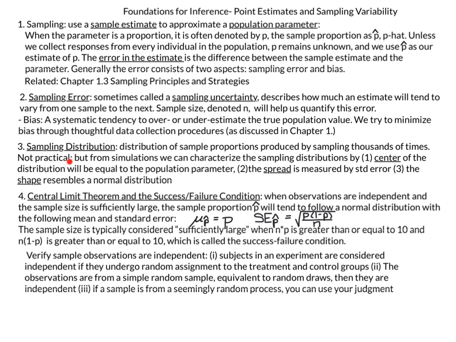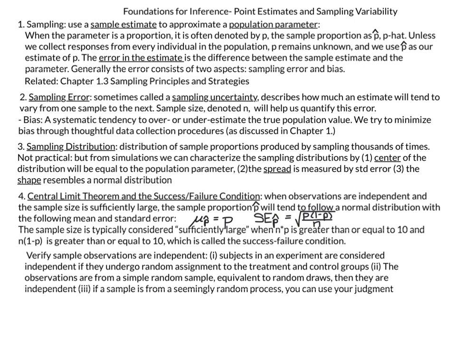And these results are summarized in the central limit theorem and the success failure condition. The central limit theorem says when observations are independent and the sample size is sufficiently large, the sample proportion p hat will tend to follow a normal distribution with the following mean and standard error. The mean, that's mu, of p hat will equal the population parameter p, and the standard error of p hat is equal to the square root of p times 1 minus p, all divided by n.